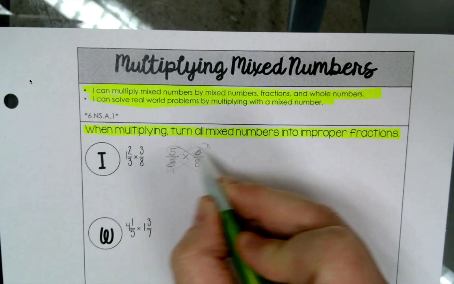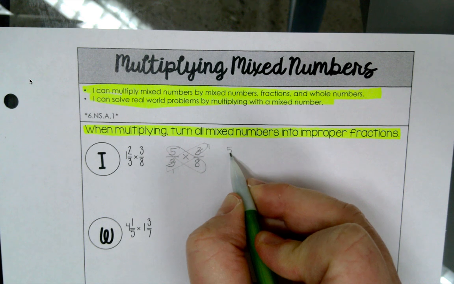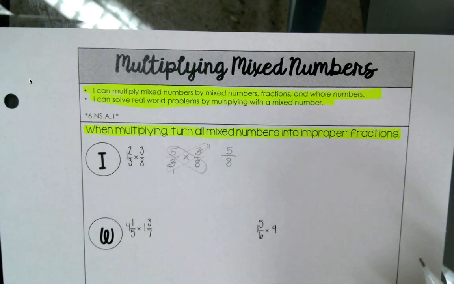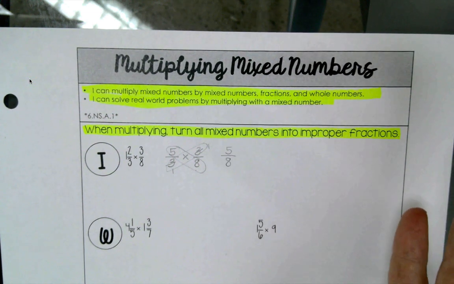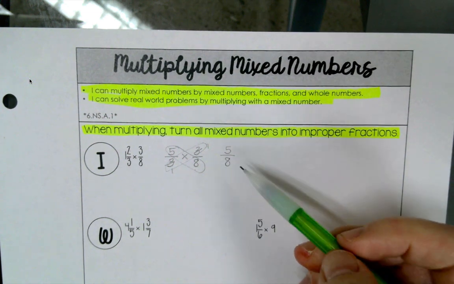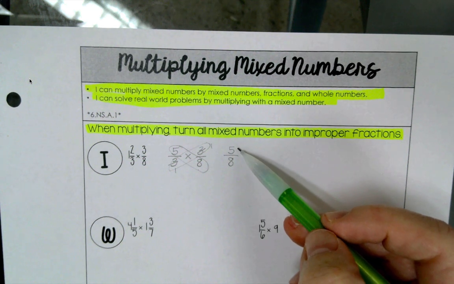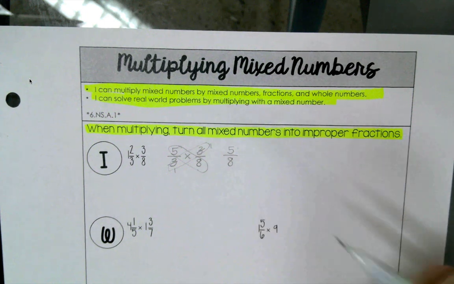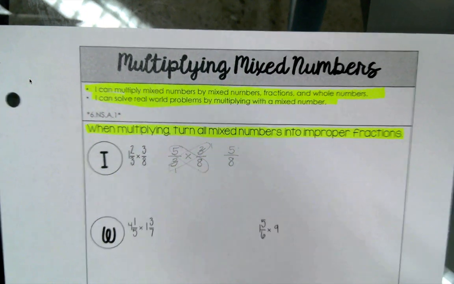But I can multiply 5 times 1, and I'm going to get 5. And then 1 times 8, I'm going to get 8. Okay? And so now I have 5/8. And then I have to see if I can simplify. Again, dividing the numerator and denominator by the greatest common factor. But in this case, the greatest common factor is 1, so you don't have to do anything.